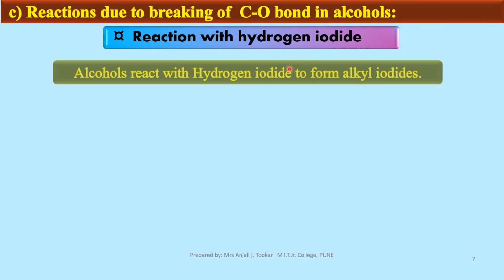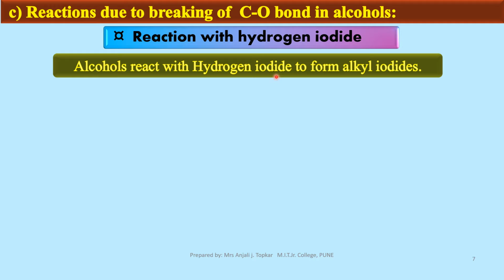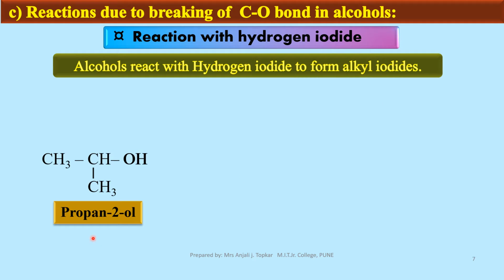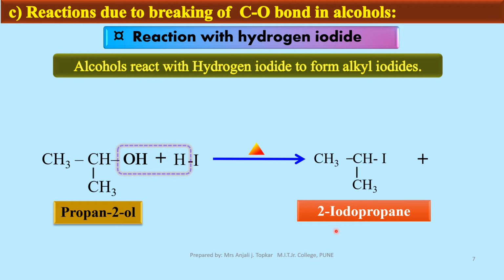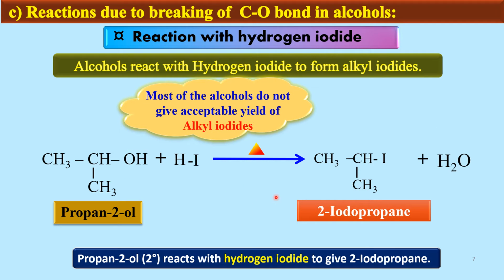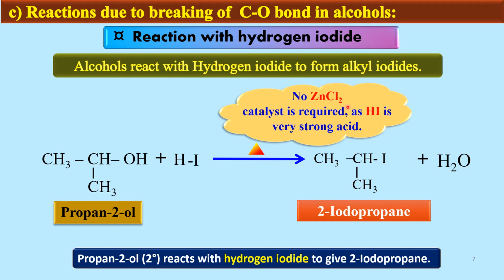Let's see the reaction with hydrogen iodide. Alcohols react with hydrogen iodide to form alkyl iodides. Here, this is propan-2-ol, CH3 and CH3 bonded to the centrally placed carbon atom, which has an OH group, plus HI. It forms 2-iodopropane and water is removed. Most of the alcohols do not give acceptable yield of alkyl iodides. Propan-2-ol, that is a secondary alcohol, reacts with hydrogen iodide to give 2-iodopropane. No zinc chloride catalyst is required as HI is a very strong acid.